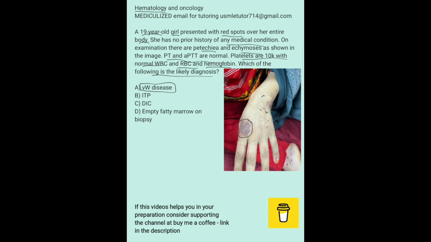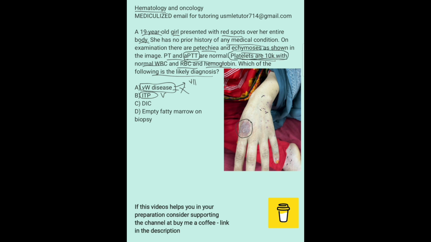Remember, von Willebrand can cause petechiae and cutaneous bleeding, but here APTT may be normal, but it may also be elevated because von Willebrand normally stabilizes factor 8. But remember, platelets will be normal in von Willebrand disease. So this is a wrong answer here. ITP is the right answer because here the only abnormality is the low platelets.